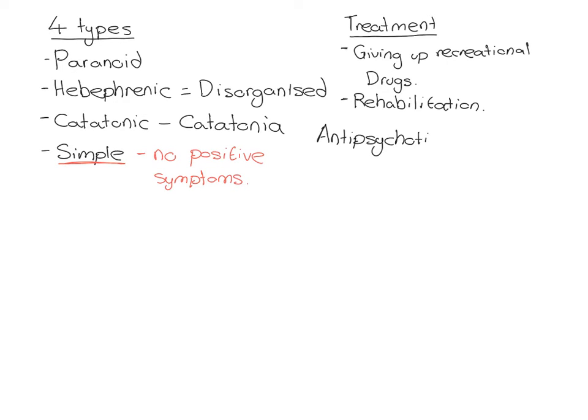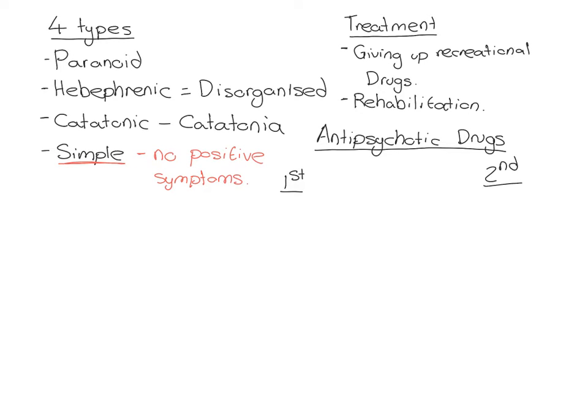Okay, so when we're discussing antipsychotic drugs, we divide the different drugs into 2 different categories, which are the first generation antipsychotics and the second generation antipsychotics, and I'll put those as the 2 headings. So we have first generation and then we have second generation.